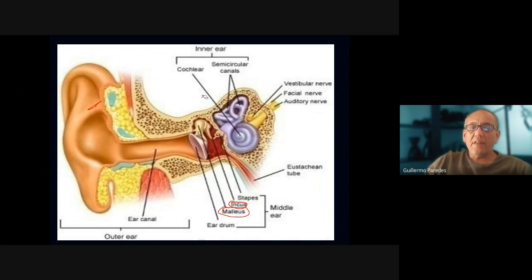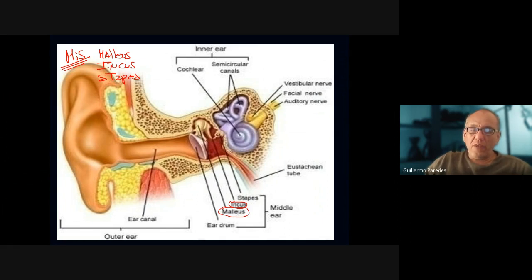So these are three bones. Three bones that are in the middle ear. These bones are going to be the malleus, the incus in that order, and the stapes. You can remember with the word MIS: malleus, incus, stapes.